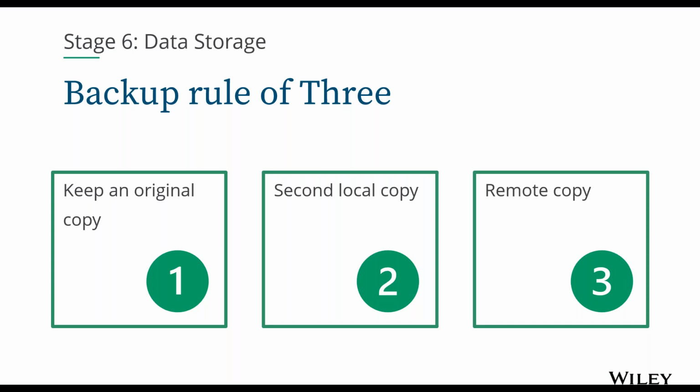So there's a backup rule of 3. You always want to have 3 copies of your data set. You keep your original copy, you have your second local copy, and then you have a remote copy. I have had very bad experiences without backing up, where I've lost data and had to go back and redo the experiment. So I'm telling you, always have 3 backups, or 2 backups and an original.